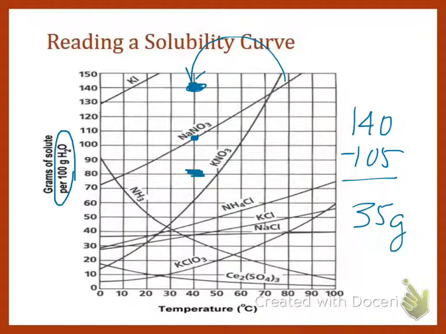Okay, so that's how you read a solubility curve. Okay, if you're on the line, you're saturated, your maximum amount. If you're below, you're unsaturated. I could add some more. If you're above, you're supersaturated. Okay, supersaturated.